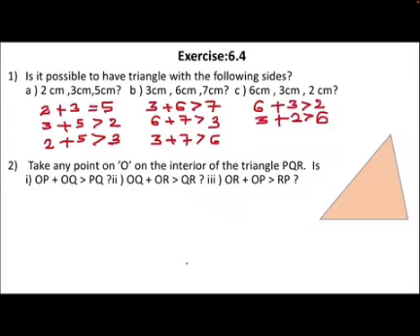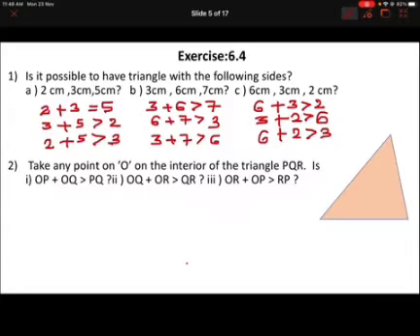6 plus 3 is greater than 2. 3 plus 2 is greater than 6. And 6 plus 2 is greater than 3. So, yes, we can construct this triangle also. So in this case, it is no, we cannot have a triangle with these measurements. This is a yes, and this is also yes. A triangle can have these and these measurements, but it cannot have these measurements because it's not satisfying the condition that sum of any two sides should be greater than the third side.